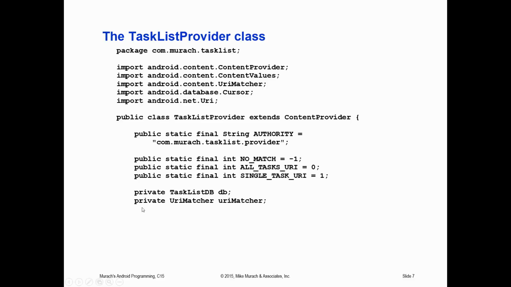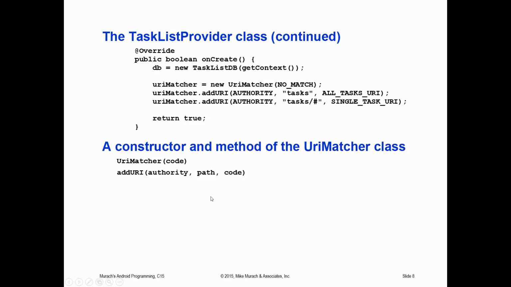Next, two instance variables are declared. The first is a task list DB object that's going to be used for working with a task list database, and the second one is what's called a URI matcher object for checking whether a URI matches one of the supported URIs. The onCreate method has code that initializes these variables.